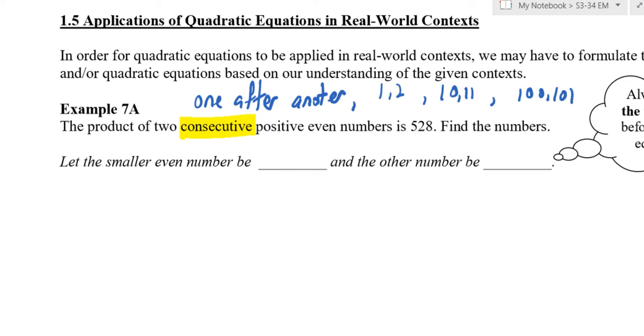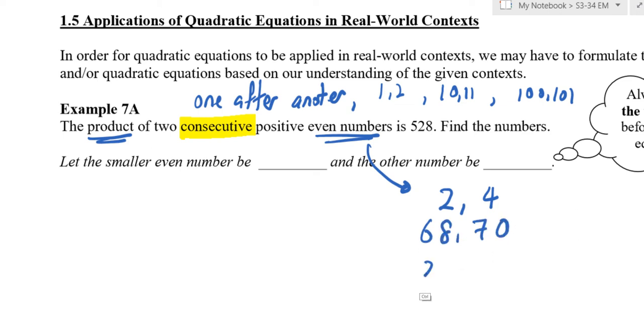Now, the product. Product means what? Times. Even number means what? 2, 4, 6. Can you follow? Now, can you write an example here? If my first number is 2, what is the next number? 4. If the number is 12, don't want. Erase. If the number is 58, what's the next number? 70. If the number is x, what is the next number?